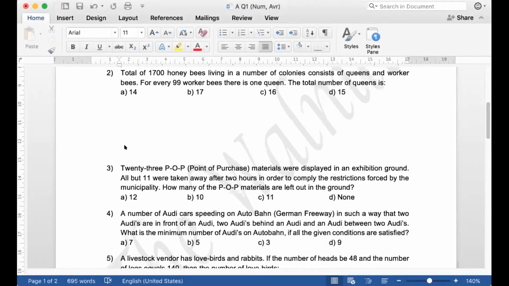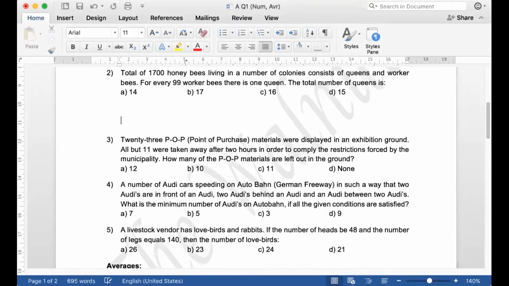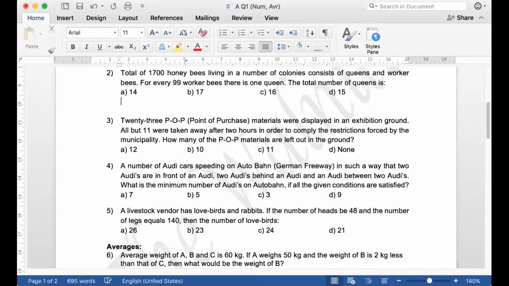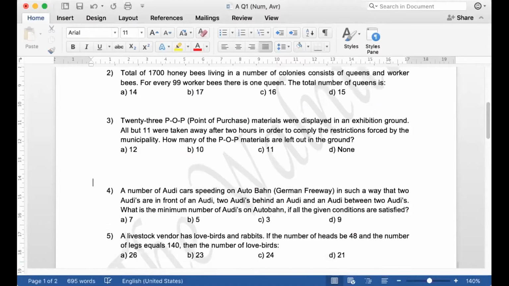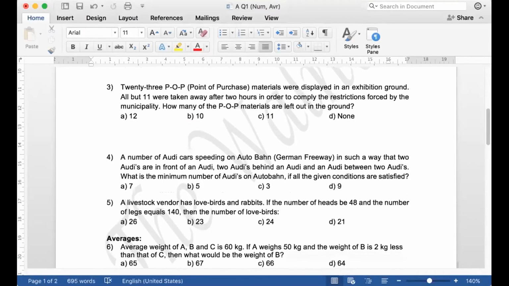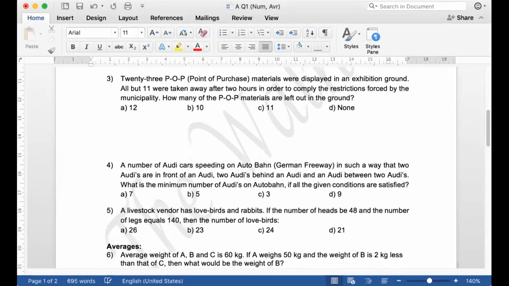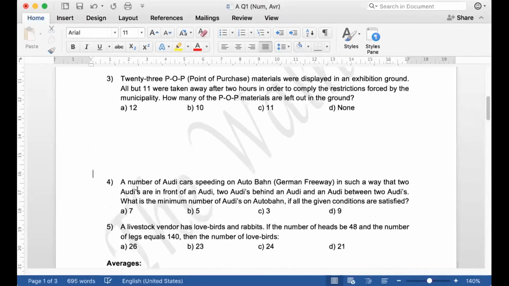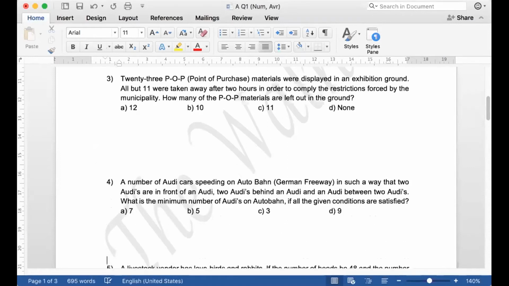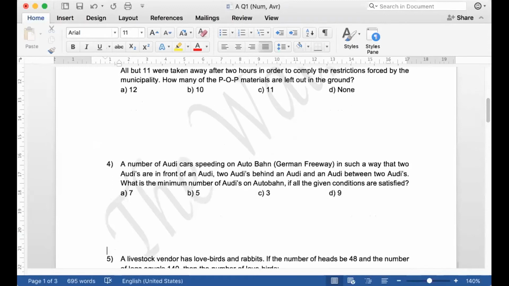This is another question you probably must have seen earlier. 23 POP purchase materials were displayed in an exhibition ground. All but 11 were taken away after 2 hours in order to comply with the restrictions imposed by the municipality. How many of the POP materials are left out in the ground? Yes, I see the answers from Amila. Anybody else?